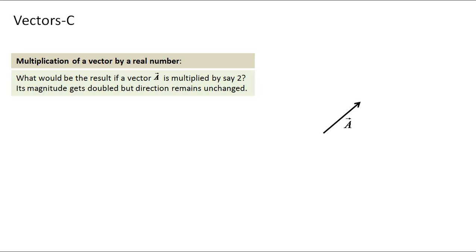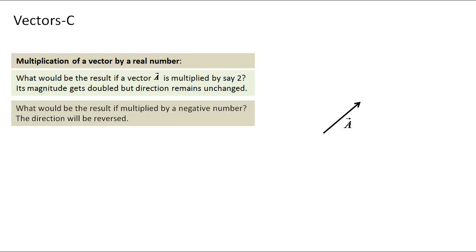Let's try to understand this simple example. What would be the result if a vector a bar is multiplied by a real number, say 2? So what is 2a bar? 2a bar is equivalent to vector a plus vector a. So its magnitude gets doubled, direction remains unchanged. That's 2a. If you multiply by 4, it would be a vector which is 4 times the magnitude of the initial vector in the same direction.